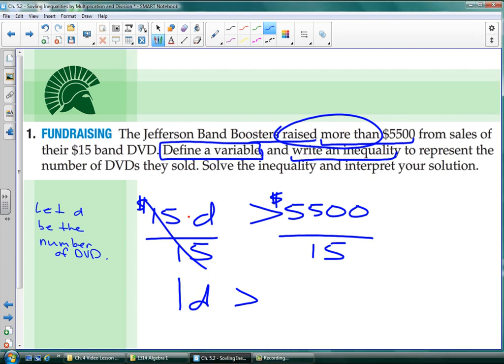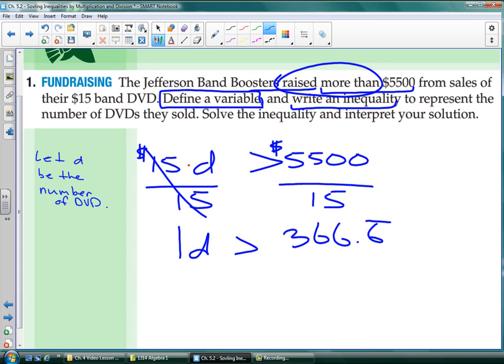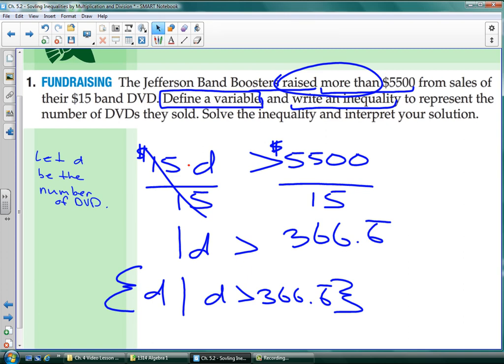And so we have 5,500 divided by 15, and that's going to give us 366.6 bar DVDs. Now, remember what this number means. I'm going to write it in set notation just as a reminder. D is the variable we used, such that D is greater than 366.6 bar, fancy brackets. Now we have to actually interpret our solution. That's the last part of the problem. We want to make sure we answer all of what the question is asking.